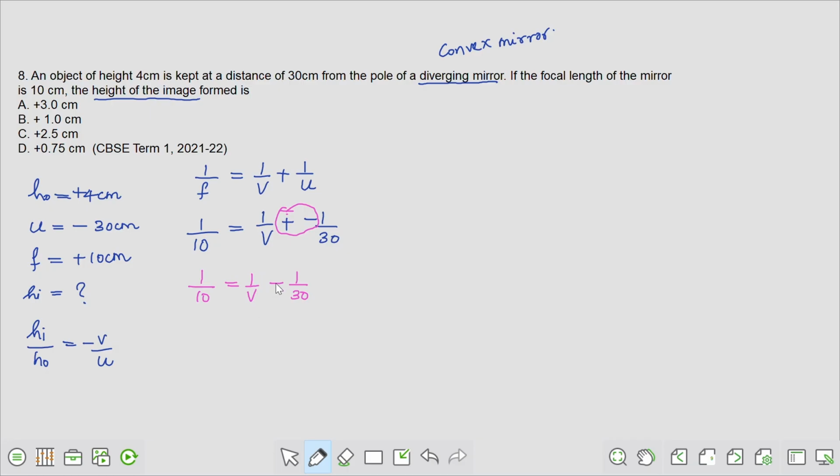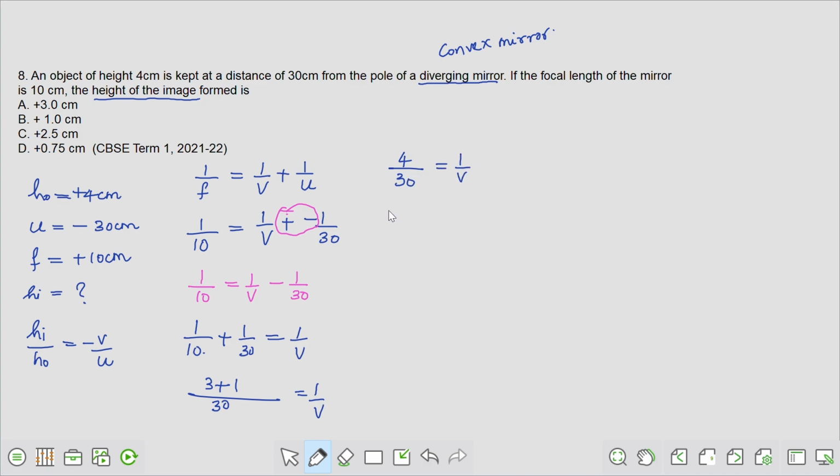So we have to find 1 by v. Take minus 1 by 30 to the other side. When it comes to this side, it becomes plus 1 by 30, so 1 by 10 plus 1 by 30 is equal to 1 by v. Now let's find what is v. We can take LCM as 30. Here you have to multiply by 3 at the numerator and denominator. So 3 plus 1 is equal to 1 by v. So you'll get 4 by 30, which is 1 by v.